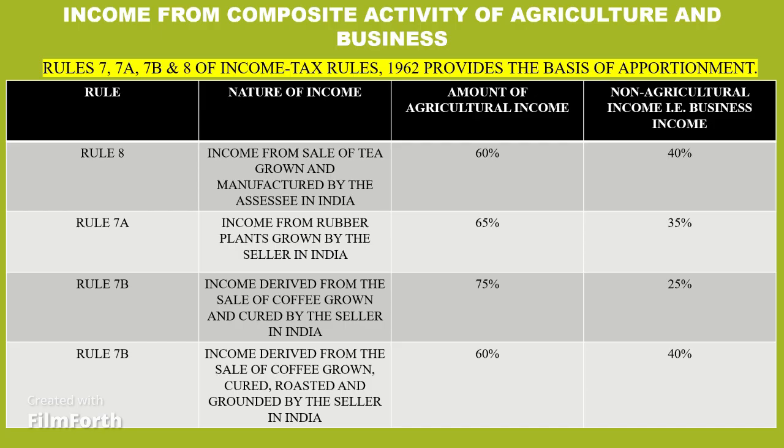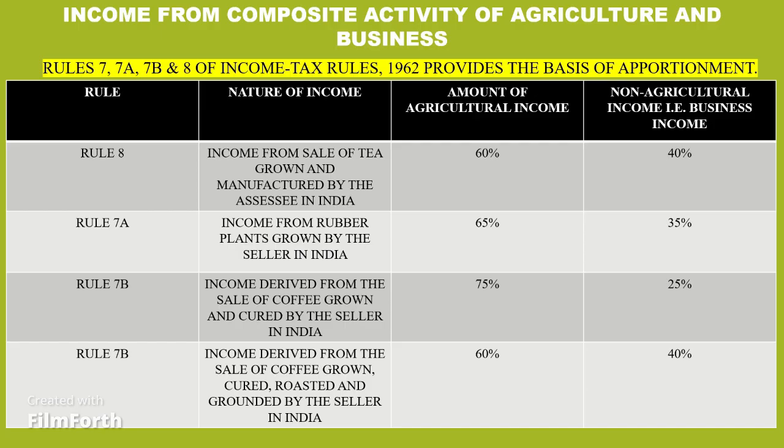3. Income derived from the sale of coffee grown and cured by the seller in India. Amount of agricultural income 75%. Non-agricultural income, that is business income, 25%. 4. Income derived from the sale of coffee grown, cured, roasted, and ground by the seller in India. Amount of agricultural income 60%. Non-agricultural income, that is business income, 40%.